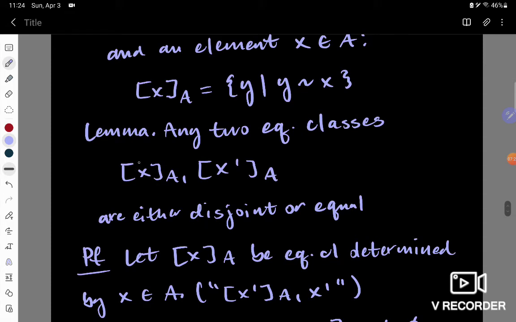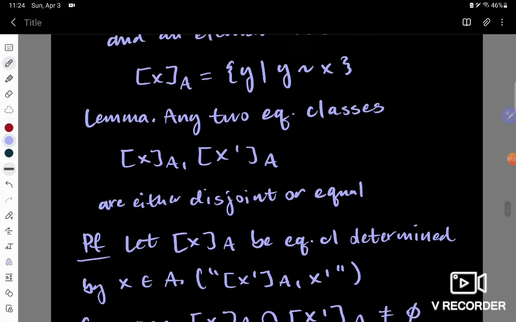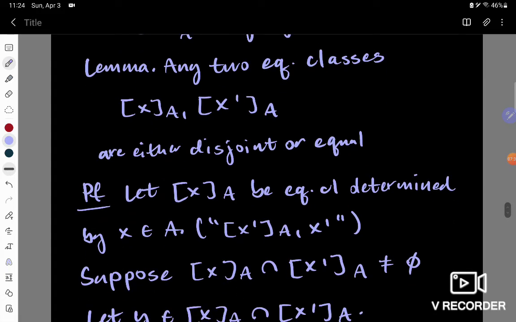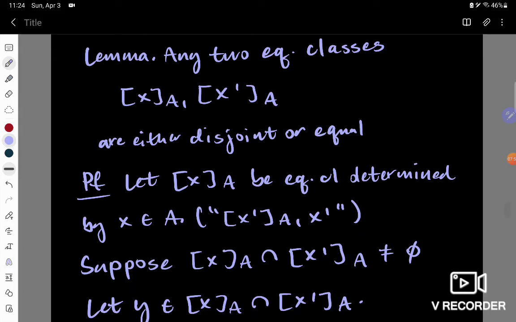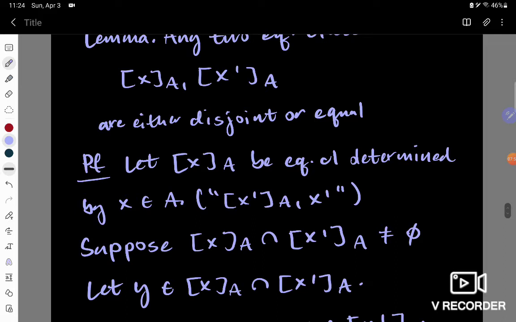So these equivalence classes, to show that they're either disjoint or equal, we can start by postulating that we have these two equivalence classes defined with respect to elements X and X prime in A. We can say that these two are not disjoint and work towards a conclusion where we show that they are equal, and that is what we're going to do here. So if we suppose by construction that these two equivalence classes are not disjoint, that is, their intersection is not equal to the null set, then we can find at least one element in their intersection.